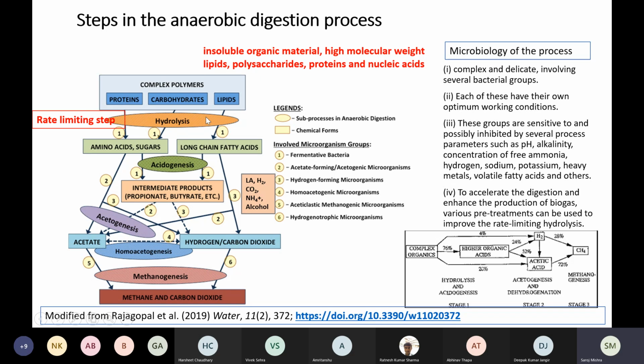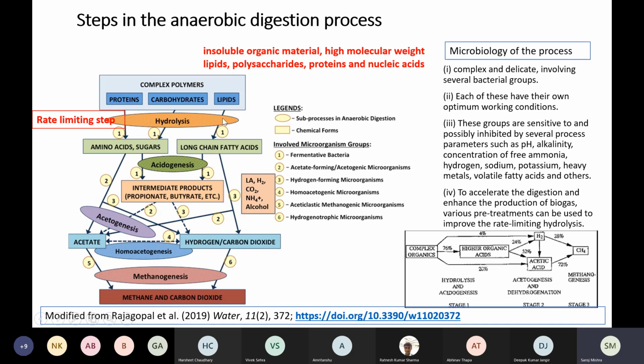All right, so the first step in the anaerobic digestion process is called hydrolysis. Hydrolysis means that proteins are going to be hydrolyzed to amino acids, carbohydrates are going to be hydrolyzed into sugars, and lipids are going to be hydrolyzed into long chain fatty acids. All of these reactions are carried out by proteases, by carbohydrate degrading enzymes like amylases, sucrase, and invertase, which can break down carbohydrates into monomers, and by lipases for lipids. They are all converted into monomeric forms.